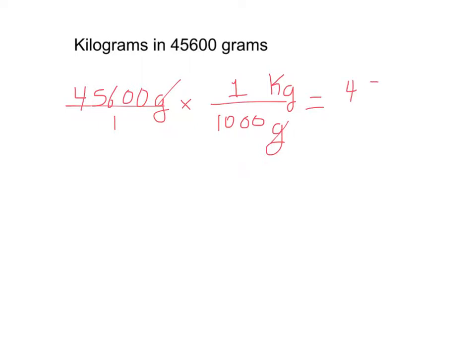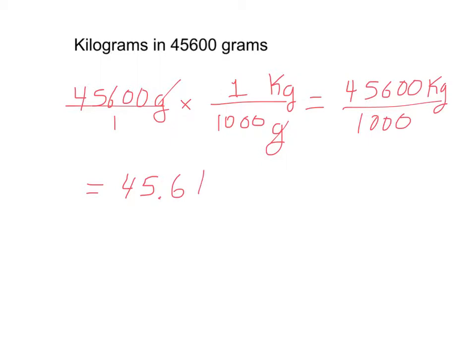I get 45,600 kilograms divided by 1,000. So I'm going to move that decimal place over 3 spaces. So that's going to give me 45.6 kilograms.